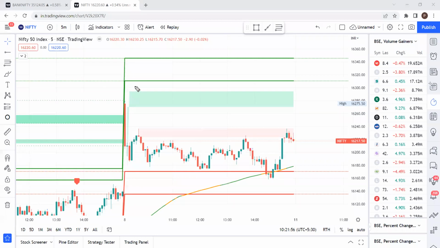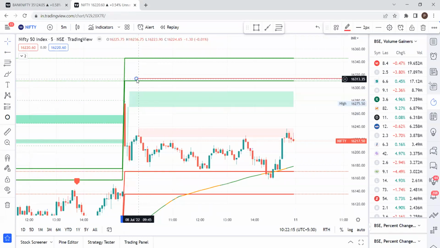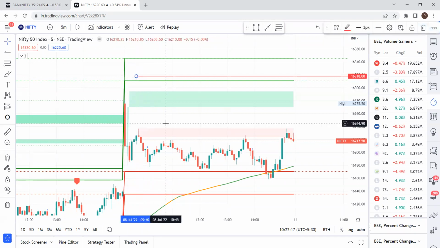If my stock goes above this area, first time, I repeat, if it's first time, you can go for a short and have a stop loss above it. You can have a stop loss above this line, or somewhere down here. You can have a stop loss around here. Do not take a short when it crosses above this level.